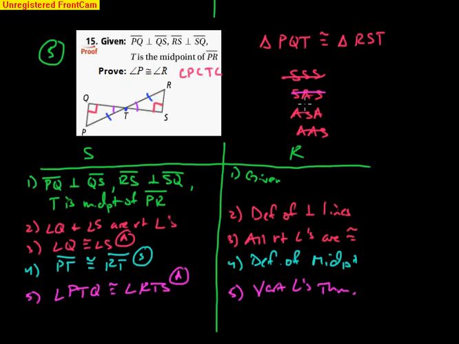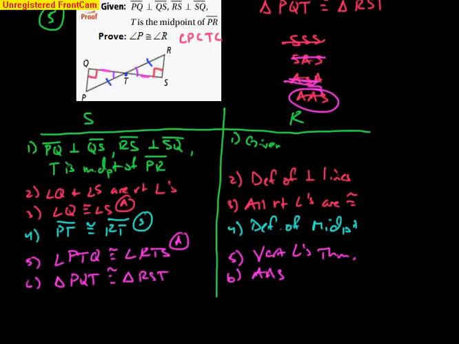So it's not going to be SAS, it's going to be 2 angles and a side. Is the side in between the angles? The side would have to be in between the angles, right here and here. It's not. So it's not angle, side, angle. It's angle, angle, side. So triangle PQT is congruent to triangle RST by angle, angle, side.